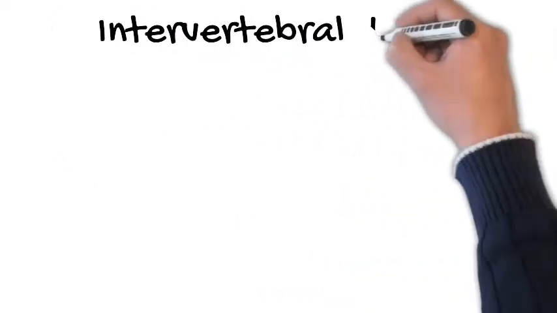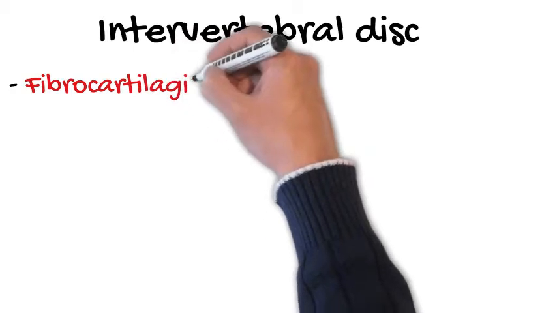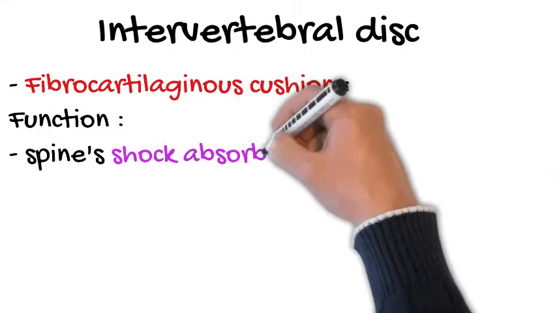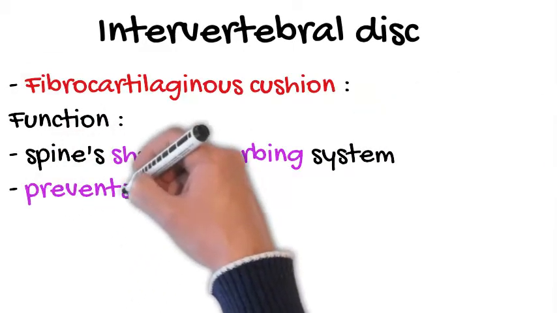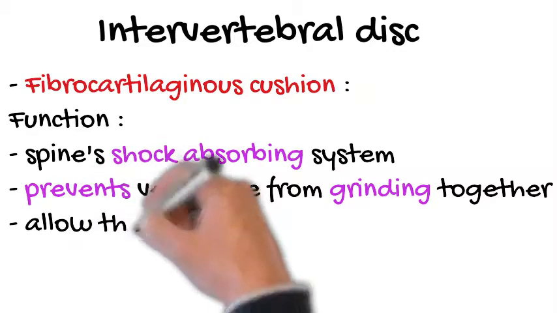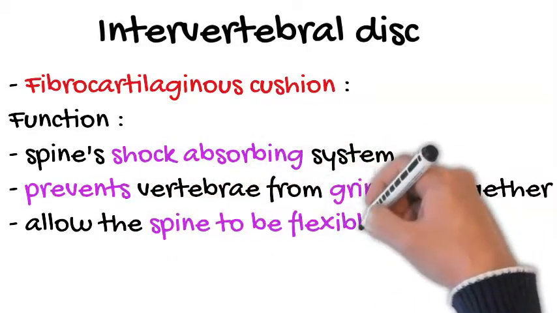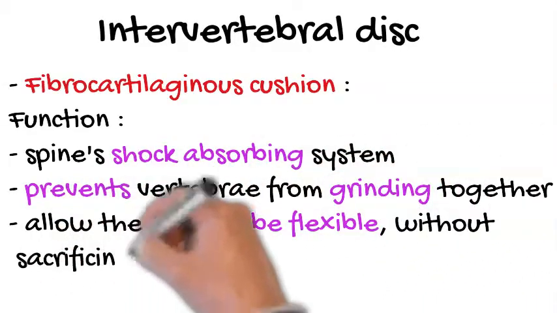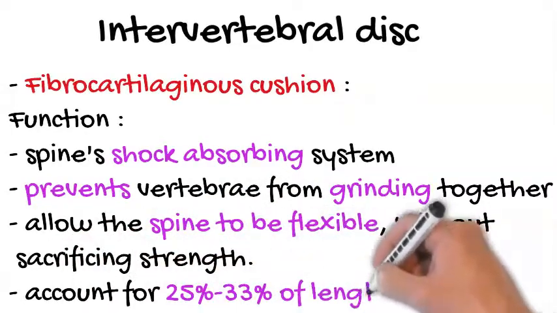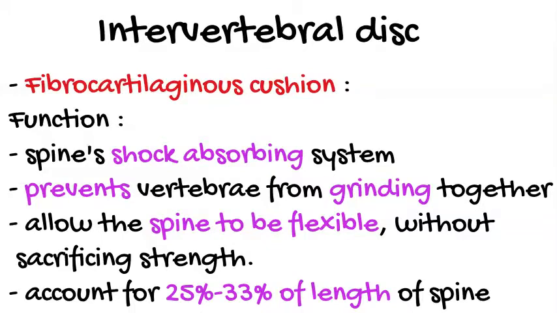So what is the intervertebral disc? The discs are fibrocartilaginous cushions. Among their functions is to act as a spine shock absorbing system. It prevents the vertebrae from grinding together. The intervertebral discs allow the spine to be more flexible without sacrificing strength, with some vertebral motion, for example, flexion and extension.